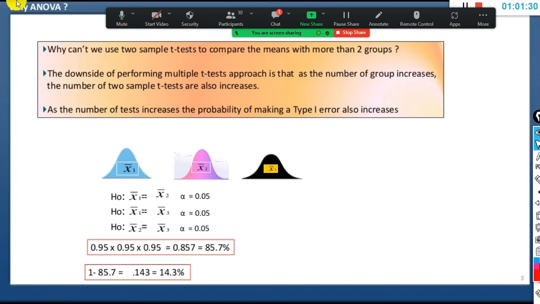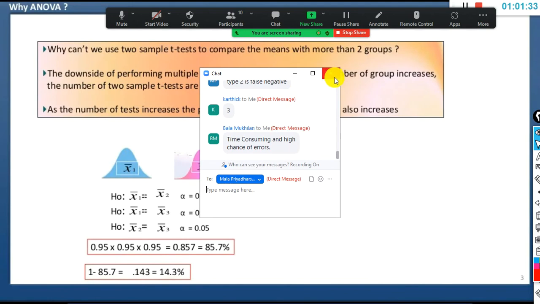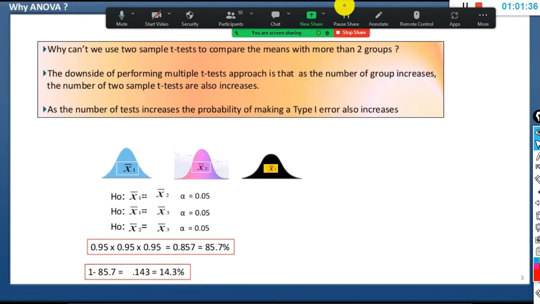For each test, you need to use alpha value, alpha is equal to 0.05. Since you are using alpha equal to 0.05 for each test, the confidence level for each test is 0.95. So 0.95 times 0.95 times 0.95, you get 0.857. Your confidence level goes down if you conduct 3 tests comparing these pairs.